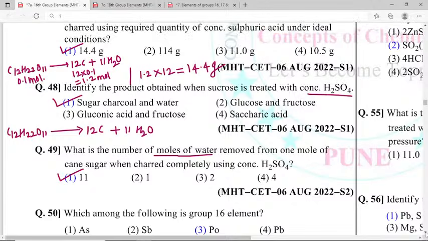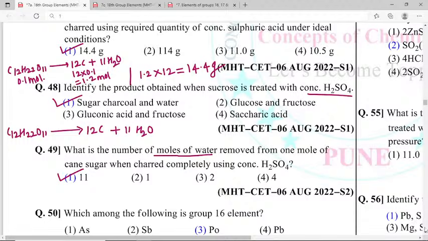Question number 49 is also similar to question number 48. Is it clear? What is the number of moles of water removed from 1 mole sugar when reacted completely using concentrated H2SO4?